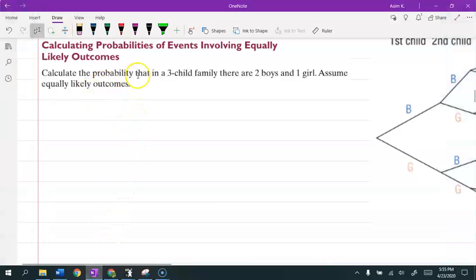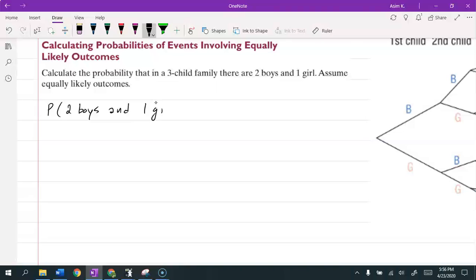It says calculate the probability that in a 3-child family there are 2 boys and 1 girl. Okay, now first thing that we got to do is write what we're looking for. We're looking for the probability that in a 3-child family there are 2 boys and 1 girl.